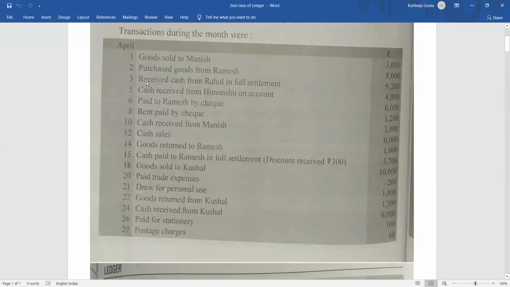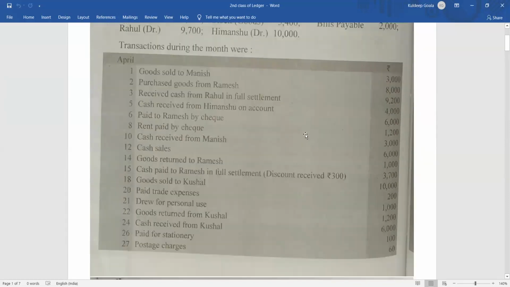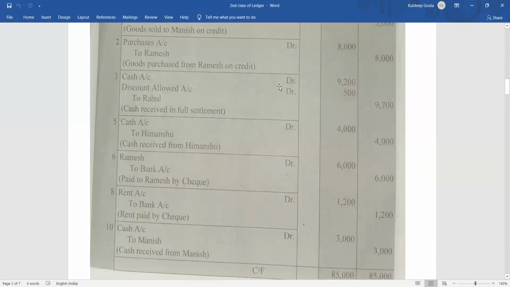Then coming to the next: received cash from Rahul in full settlement, 9,200. Now you can see the account with Rahul was 9,700. How much is he paying? 9,200, in full settlement. So how much cash are you receiving? 9,200. Cash account debit 9,200. You are not getting 500, so that will be discount allowed. So discount allowed account debit 500 to Rahul 9,700. You can see here: cash account debit 9,200, discount allowed 500 to Rahul 9,700.